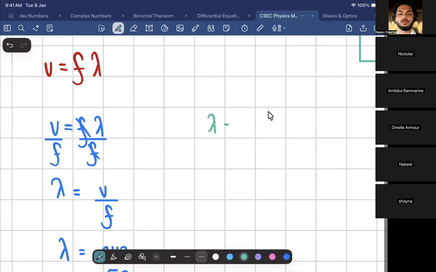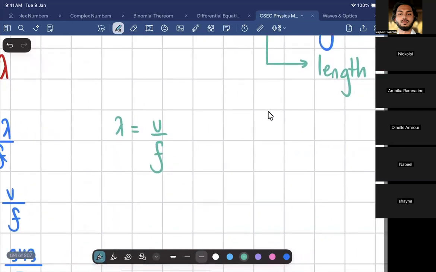If wavelength is equal to V over F, would you say that wavelength and frequency are directly proportional or inversely proportional, if you had to look at it? I mean, if you all remember proportionality, and this is a maths thing, yeah? But we did this a lot when we was doing the gas laws.